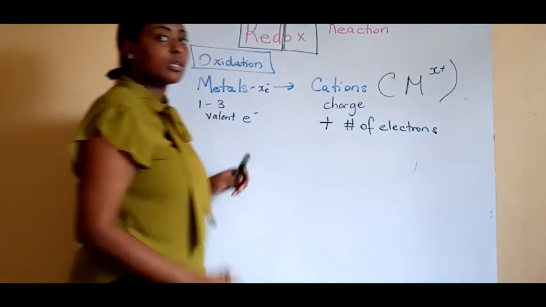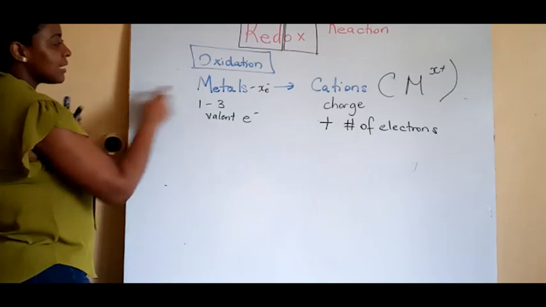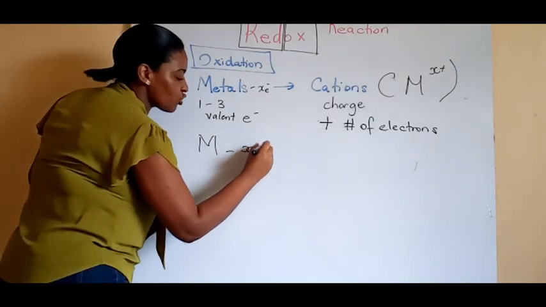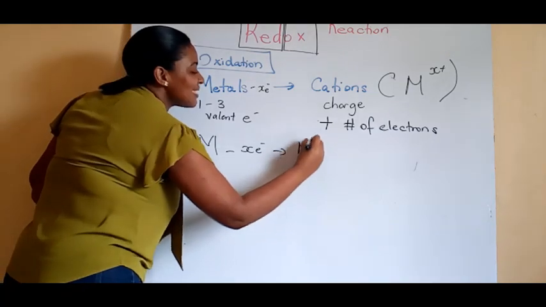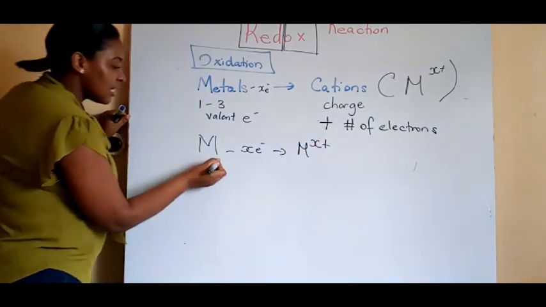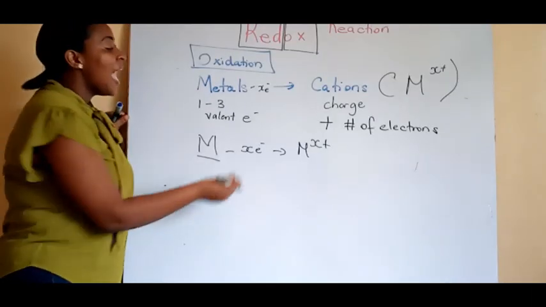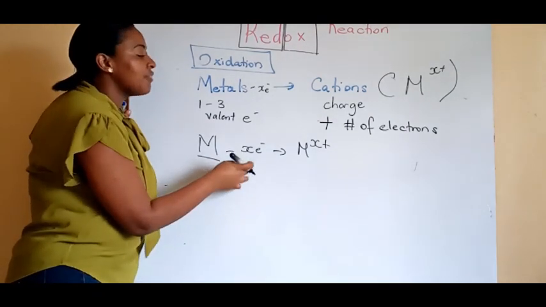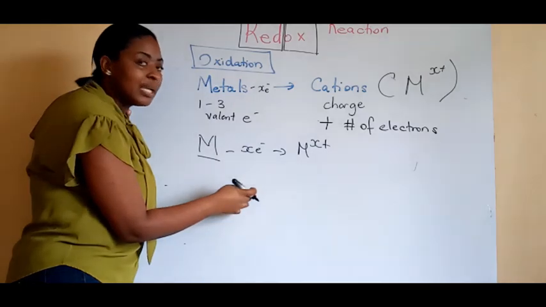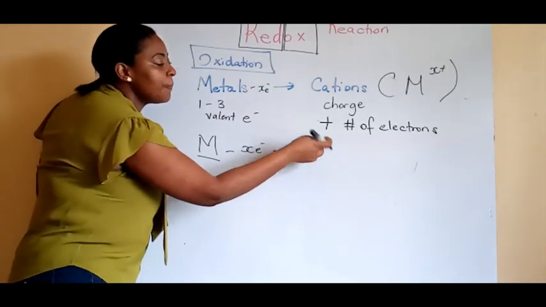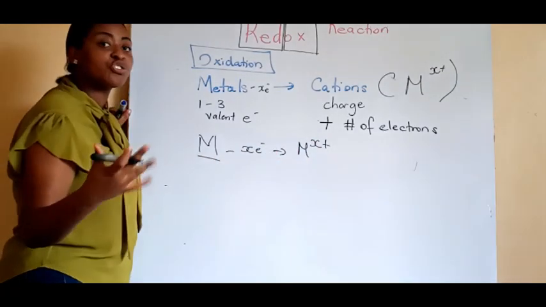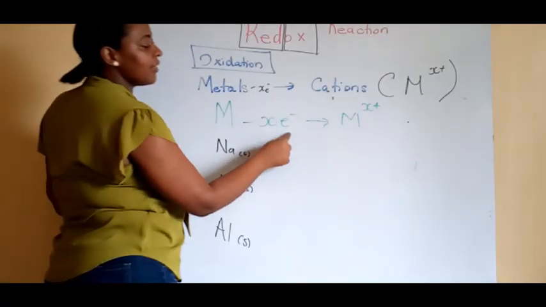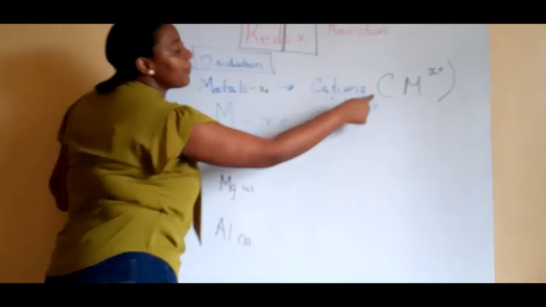We represent this by using the notation Mx+. So let's go again. Metals will lose their valence electrons to form metal cations. M is the symbol of the metal. x represents the number of electrons lost, and if they lose 1, 2, or 3 electrons, their charge is going to be plus the number of electrons lost. So remember, metals lose their valence electrons to form Mx+.